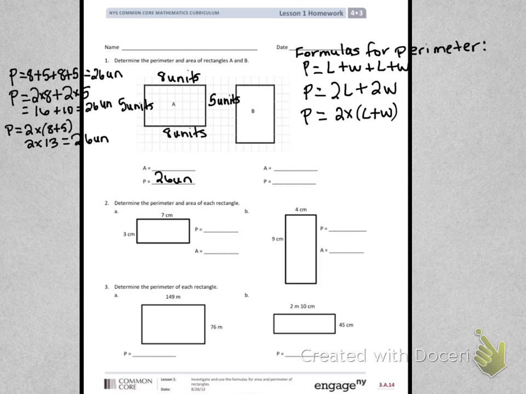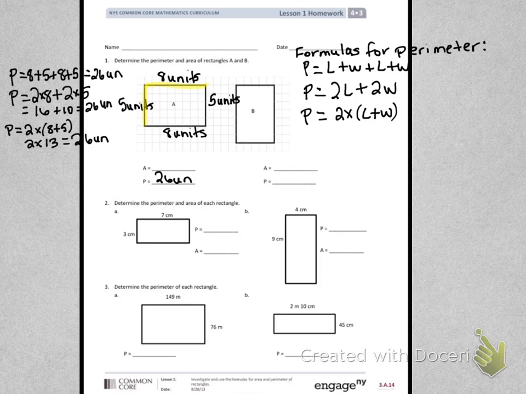Now when we're talking about area, you can look at it as an array. This is an 8 units by 5 units, just like an array would look. So if you're going to do an 8 units by 5 units, you're going to have 5 rows of 8. Well, 5 rows of 8 equals 40.